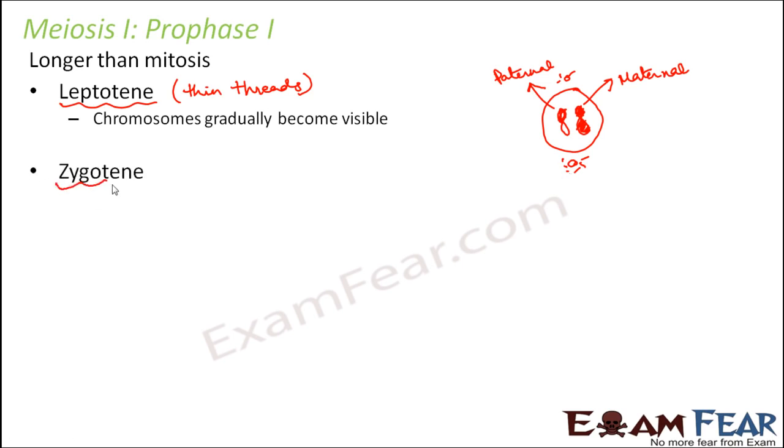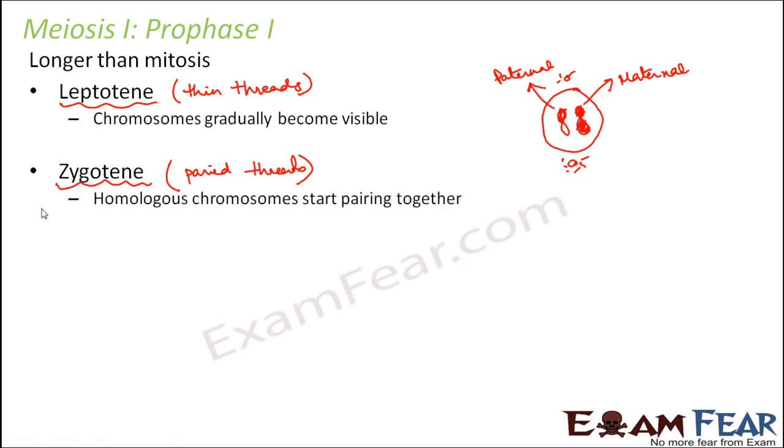The next stage is zygotene. What is the meaning of zygotene? It means paired threads. So pairing will take place in this stage. I told you that meiosis is all about pairing and recombination. So that pairing will happen in this zygotene stage. What happens here? The homologous chromosomes start pairing together. What are homologous chromosomes? Homologous chromosomes are a set of chromosomes which both belong to the same trait.